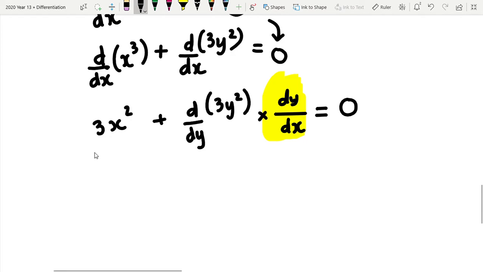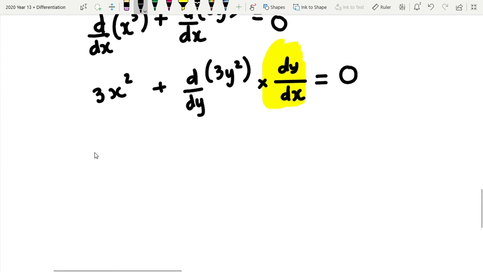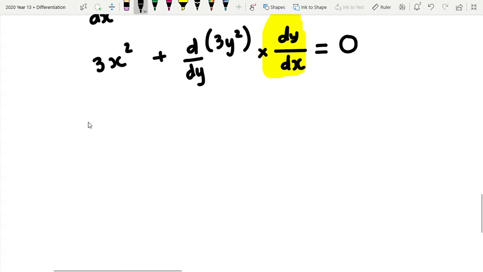Here we go. Again, this is a big thing. So 3x squared plus this 3y squared: if I differentiate 3y squared with respect to y, obviously it becomes 6y, the usual differentiation. Well, that's dy over dx, locked in.